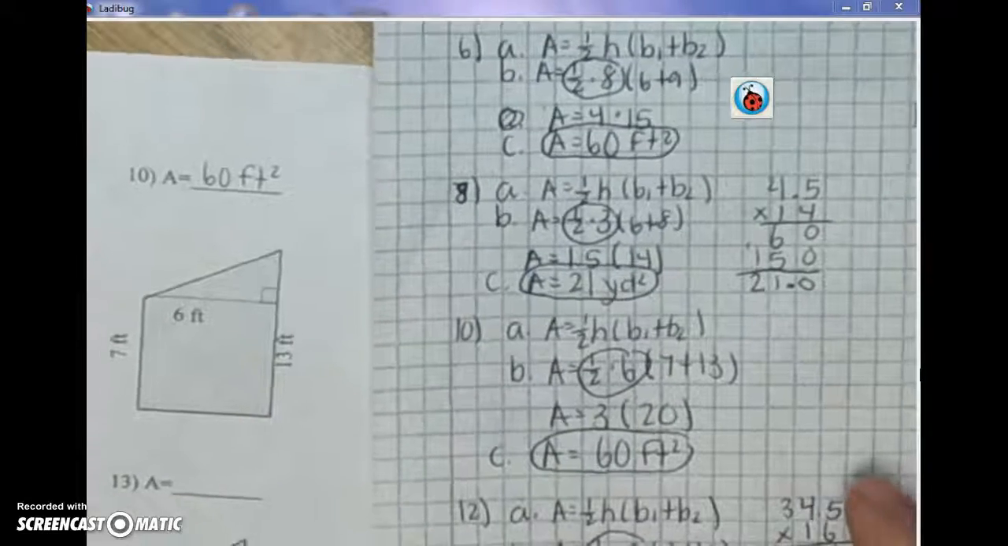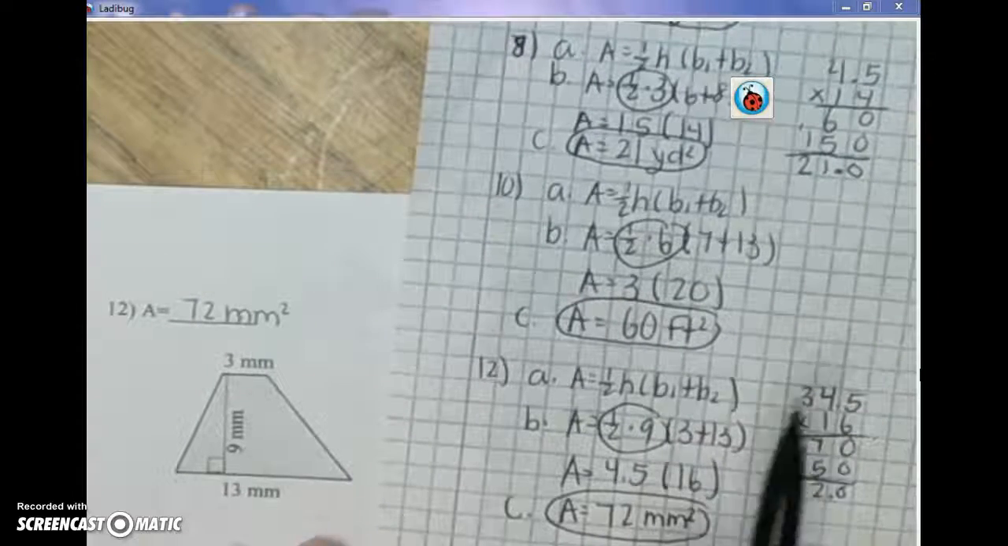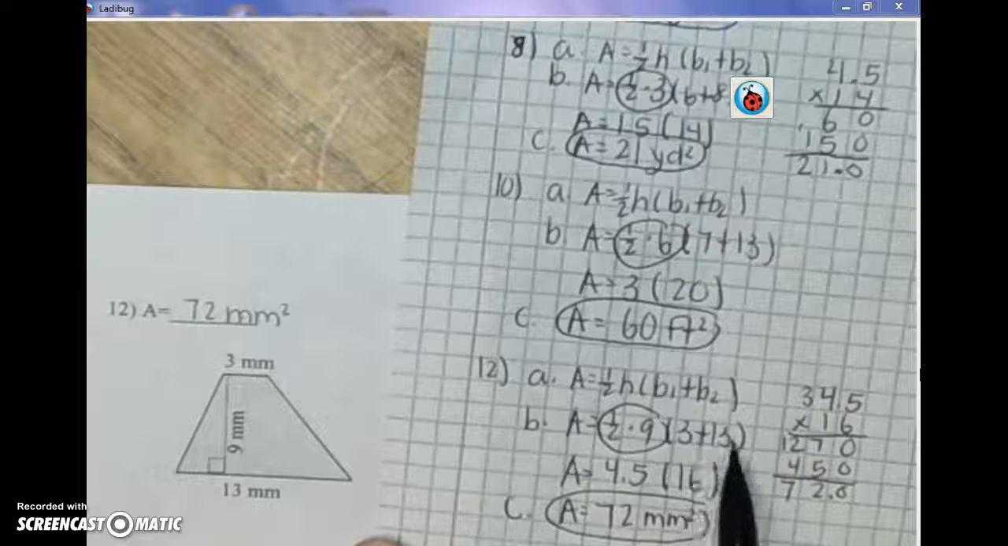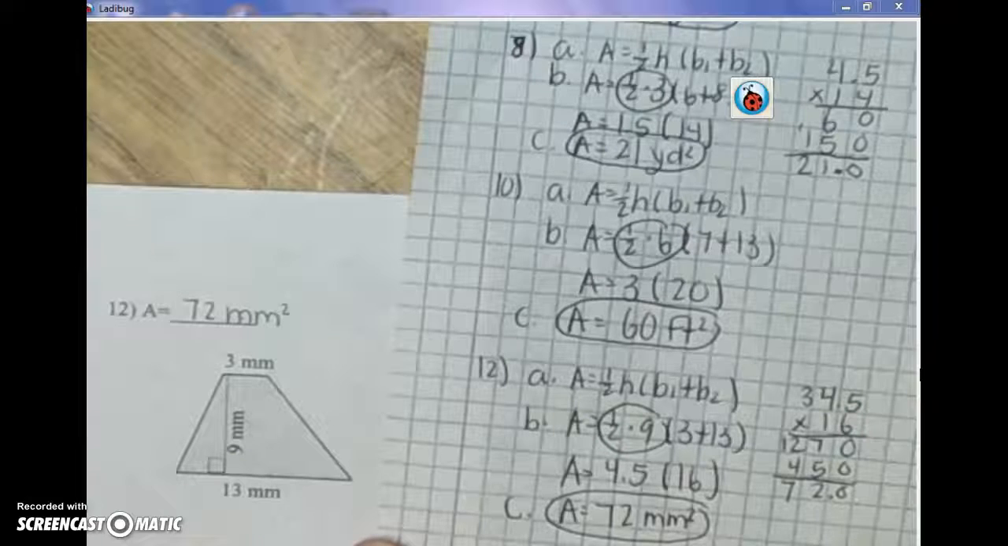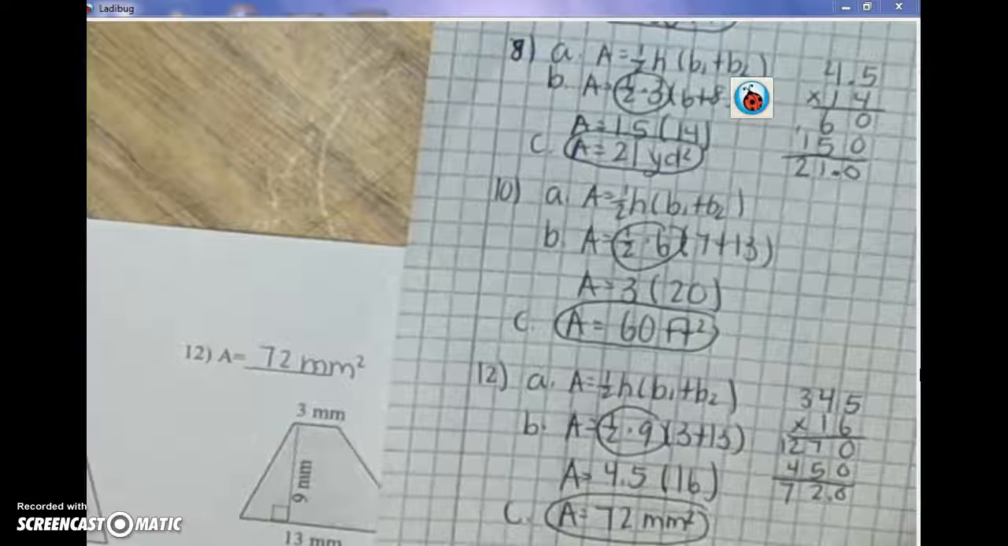Then we're moving off to number 12. So I wrote my formula, and my height was 9. My bases were 3 and 13. Half of 9 is 4.5. 3 plus 13 is 16. I did 4.5 times 16 over here, and I got 72 millimeters squared as my answer. My work is right over here if you need to check on your work. And that is all the ones that you needed to do.